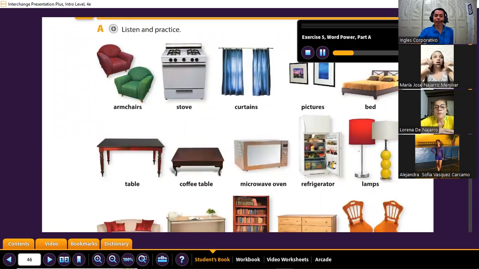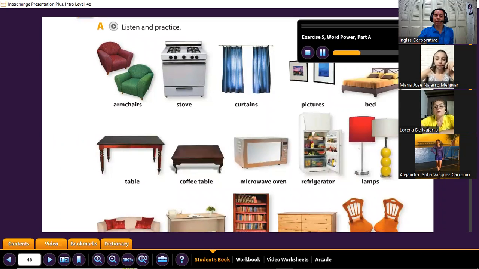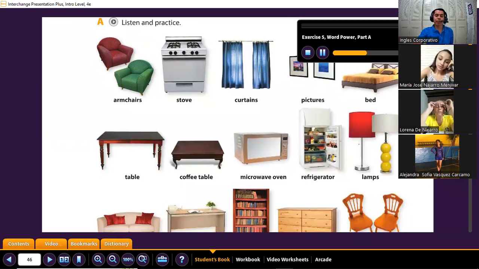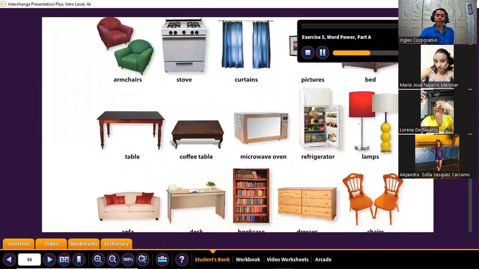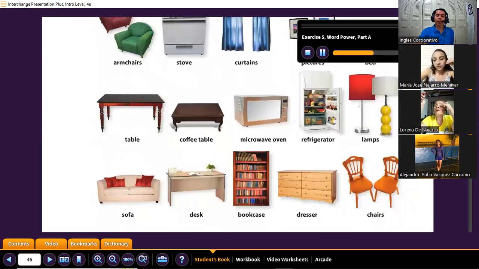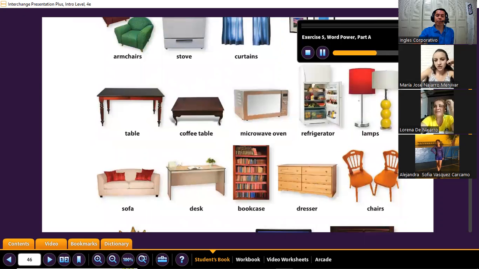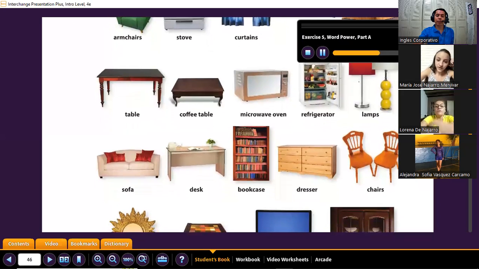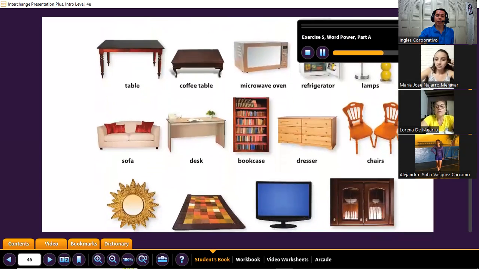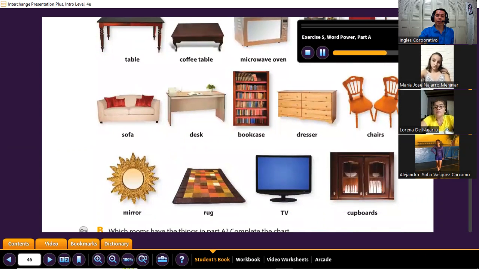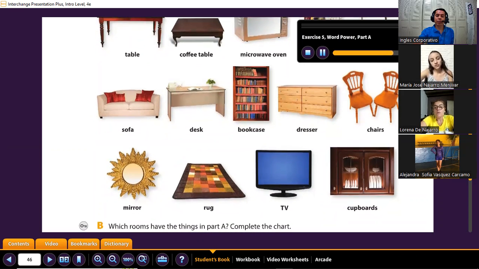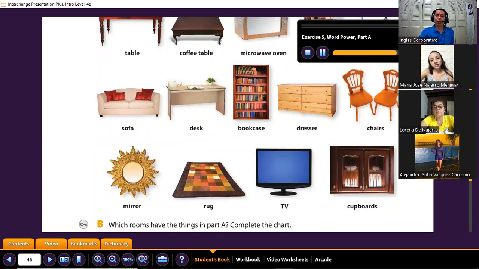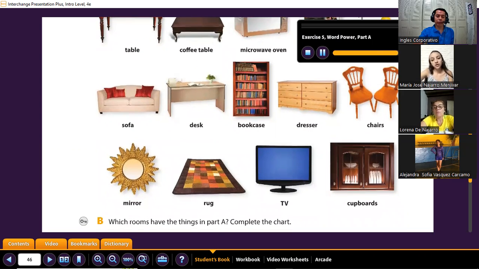Armchairs, Stove, Curtains, Pictures, Bed, Table, Coffee Table, Microwave oven, refrigerator, lamps, sofa, desk, bookcase, dresser, chairs, mirror, rug, TV, cupboards. Cupboards, okay.